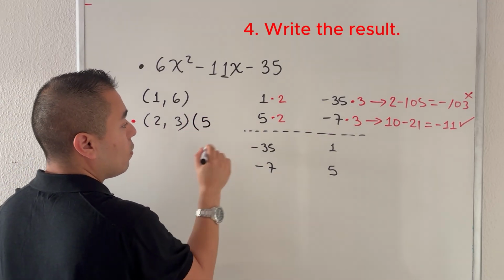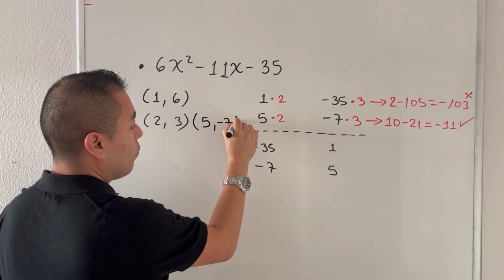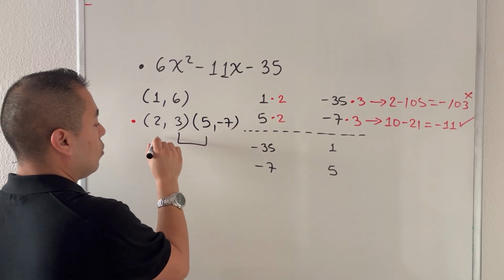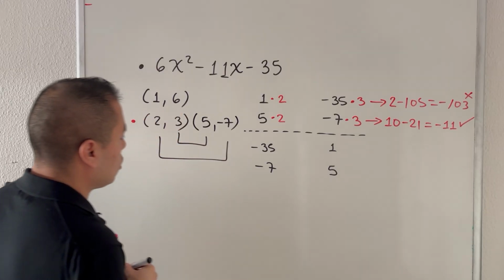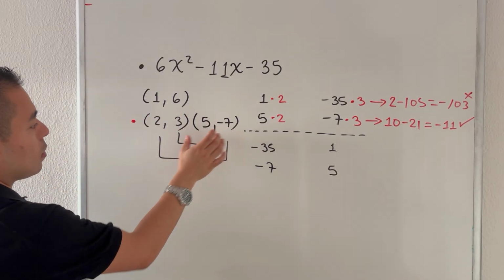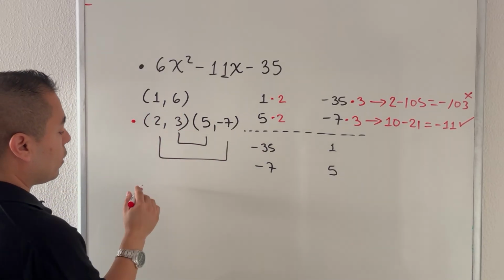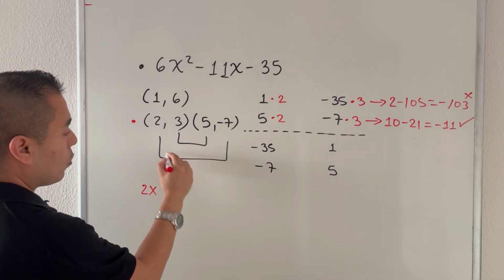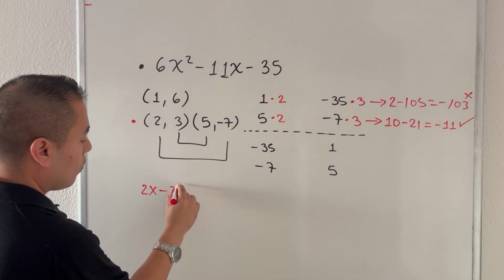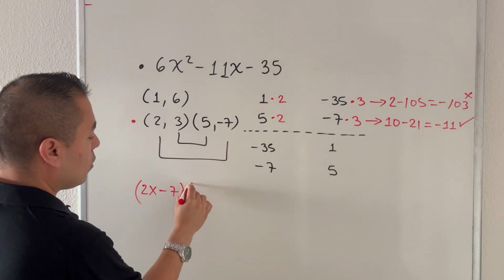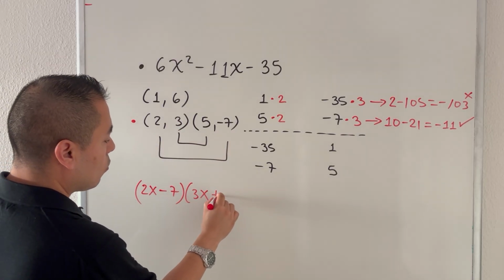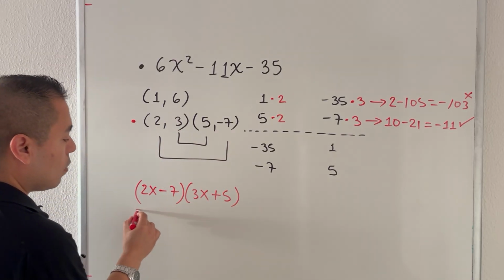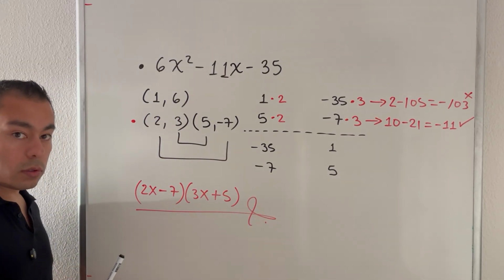In this case, it's 5 and minus 7. And we arrange the result in this way with the extremes. These are the x's and these are the numbers. So this will be 2x corresponds to the minus 7. And the next one will be 3x with a 5. And this is basically the result.